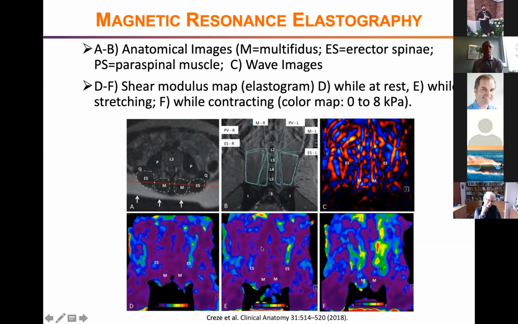Whereas the next image here in the middle was acquired when the subject was stretching the back muscles. And then very striking is the image on the right. That was acquired while the subject was contracting the back muscles. So you can see here, clearly, a change in the stiffness, which can be assessed by these methods.